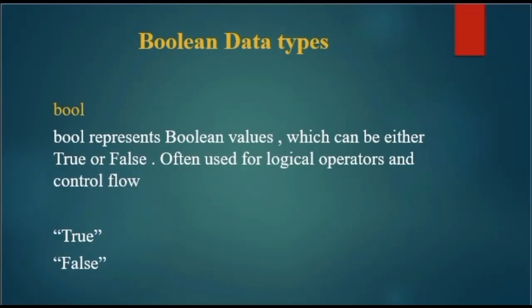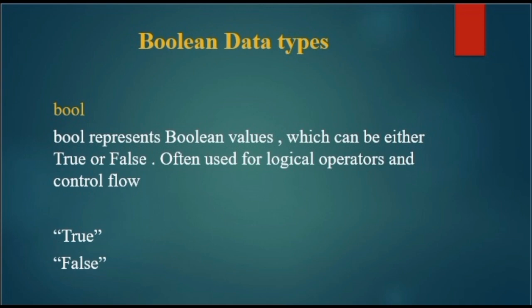Next one is the Boolean data type. Boolean data types are a special kind of data in programming that can only have two values, true or false. Think of them like a simple switch, either on or off. These values help the computer make decisions. For example, if you ask a program, is the number greater than 10? It will check and return either true or false. If the value is greater, it returns true. If it is not, it returns false.